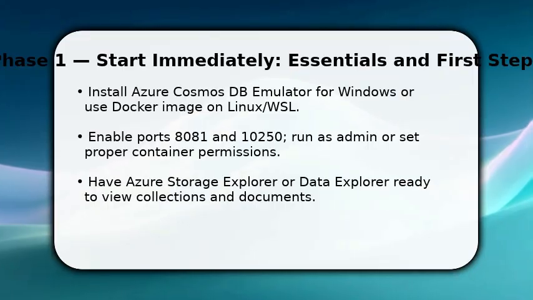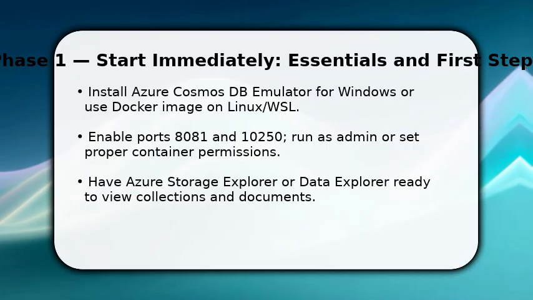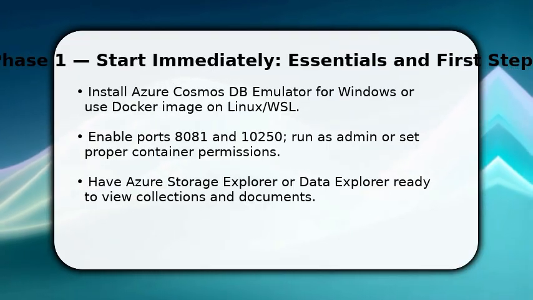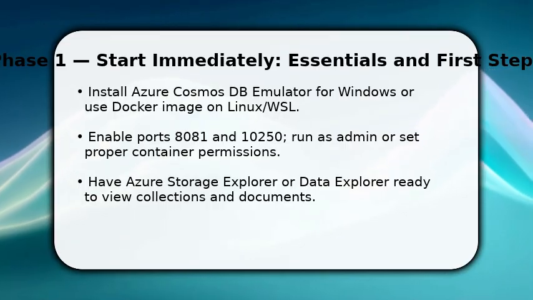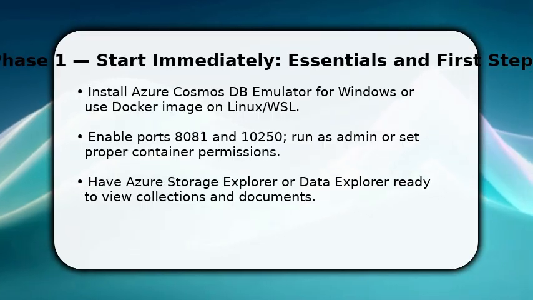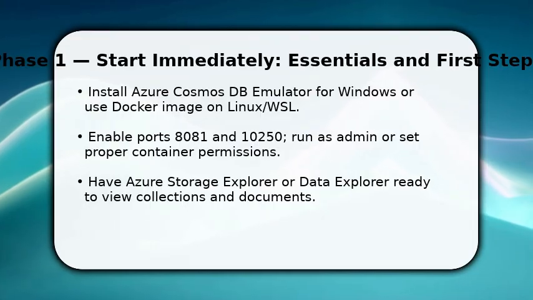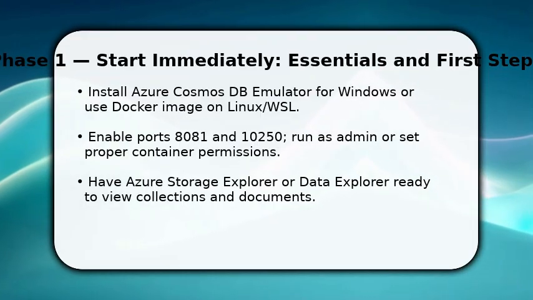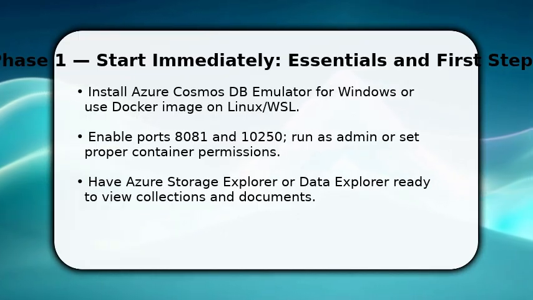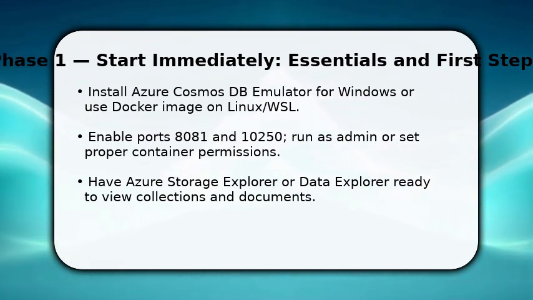You start by verifying prerequisites and then launch the emulator. This saves time. Install the Windows installer or pull the Docker image and run it with elevated permissions so services bind to required ports. Once running, confirm endpoints like https://localhost:8081 and the master key shown in the UI. Make sure developer tools such as Azure Storage Explorer or Data Explorer are available to inspect data. Those tools help you validate operations and speed debugging as you proceed.